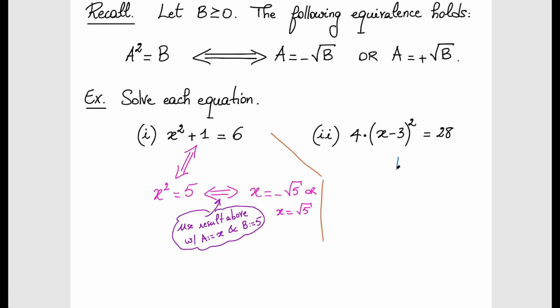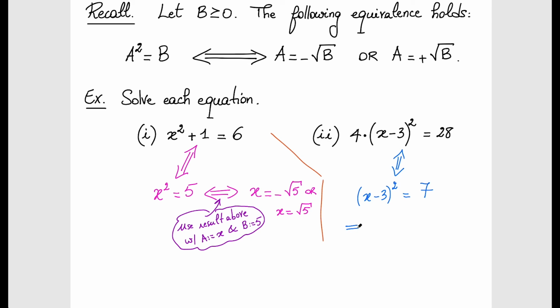If we divide both sides by 4, we get x minus 3 squared is equal to 28 over 4, and 28 over 4 is simply 7, right? We get this. So this whole thing is equivalent to this by dividing both sides by 4. If you divide by 4, you're undoing the action of multiplying by 4, which means this is gone, and 28 divided by 4 is 7. Alright, now I have this set up.